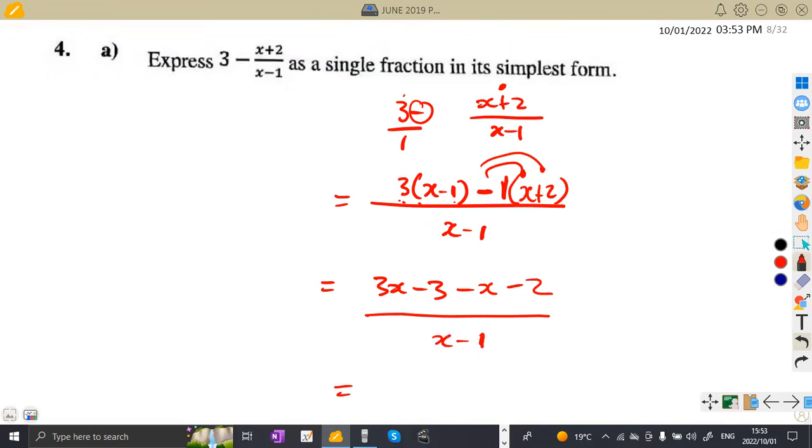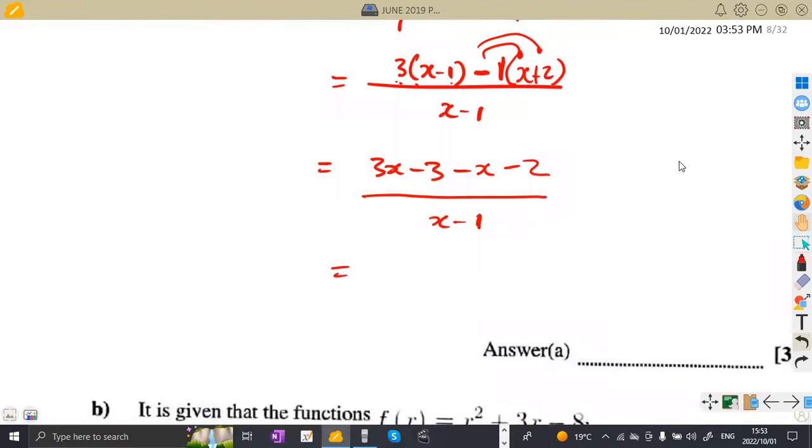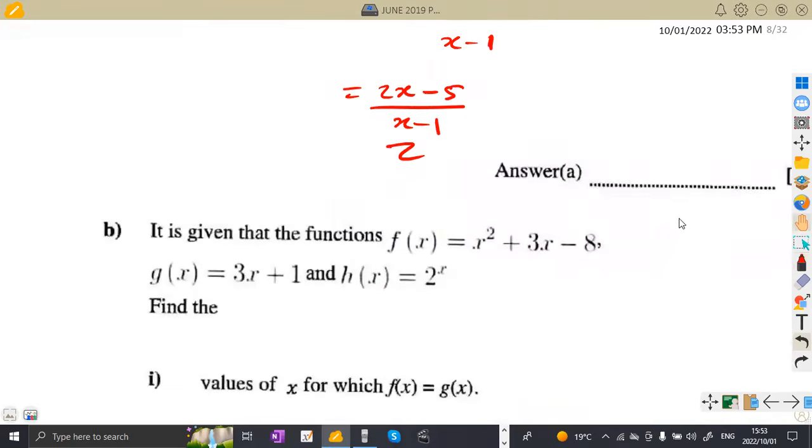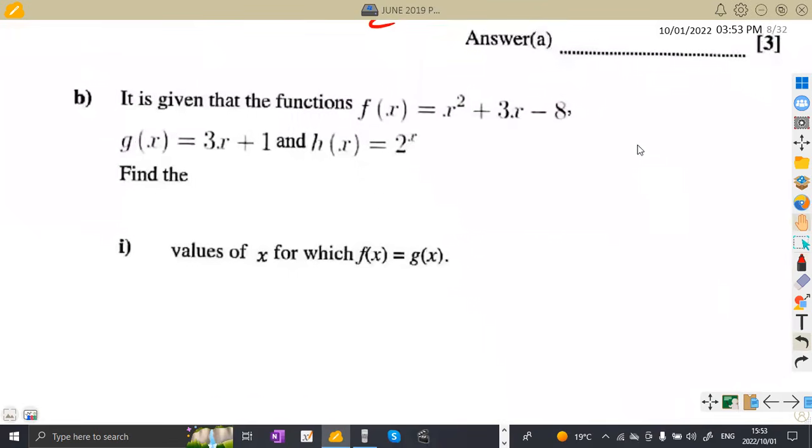Okay, so we can simplify further. This part, collecting like terms, this is same as minus 1x. So it's 3 minus 1, which is 2x, minus 2, minus 3 minus 2, which is negative 5, everything over x minus 1, just like that. So take note of the questions that you're given, guys. It's very, very important that you understand the concept of the question.